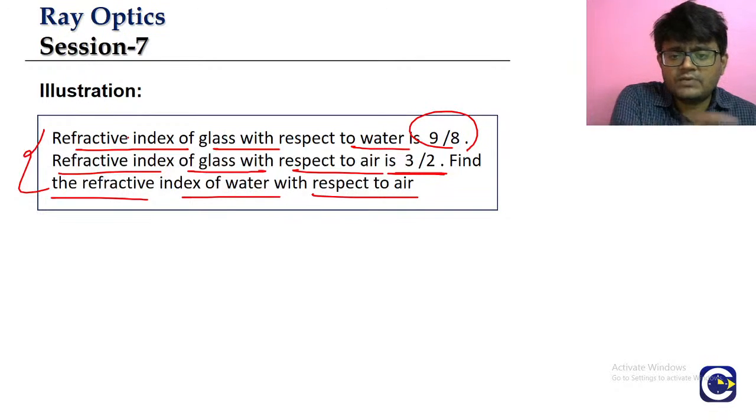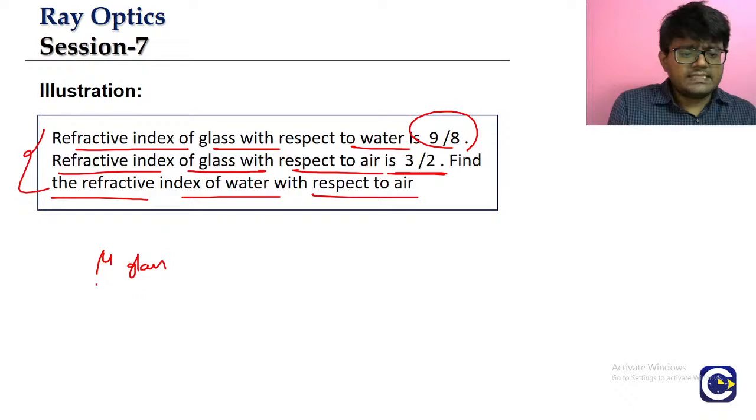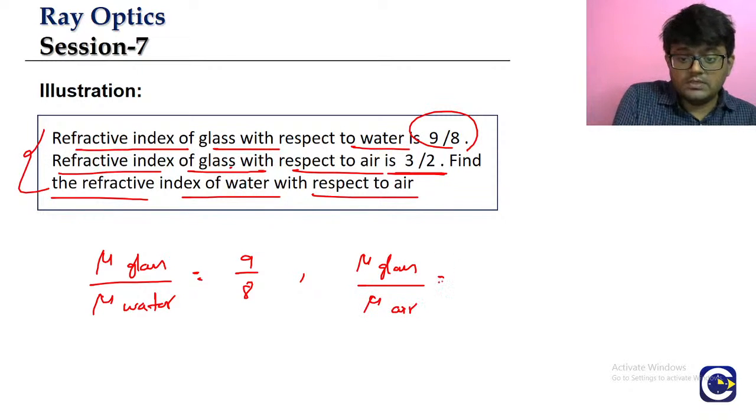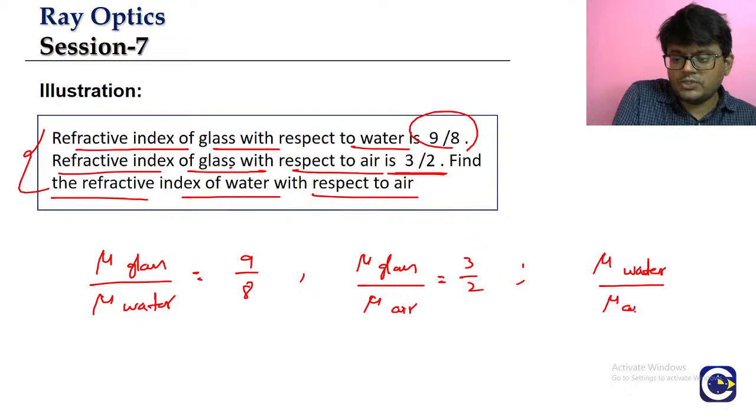First we'll write down whatever they are giving us. Refractive index of the glass with respect to water is 9/8, which means mu glass by mu water is 9/8. Refractive index of glass with respect to air means mu glass by mu air. Already we know mu air is 1, so this is 3/2. Using this data, we have to find the refractive index of water with respect to air, which means we have to find mu water by mu air. That ratio we have to find.